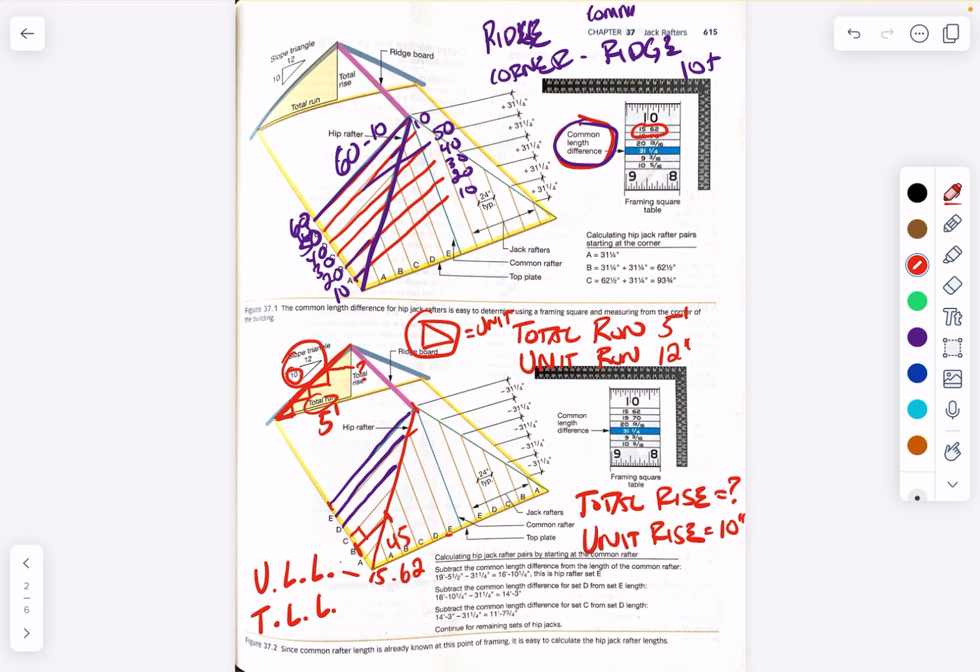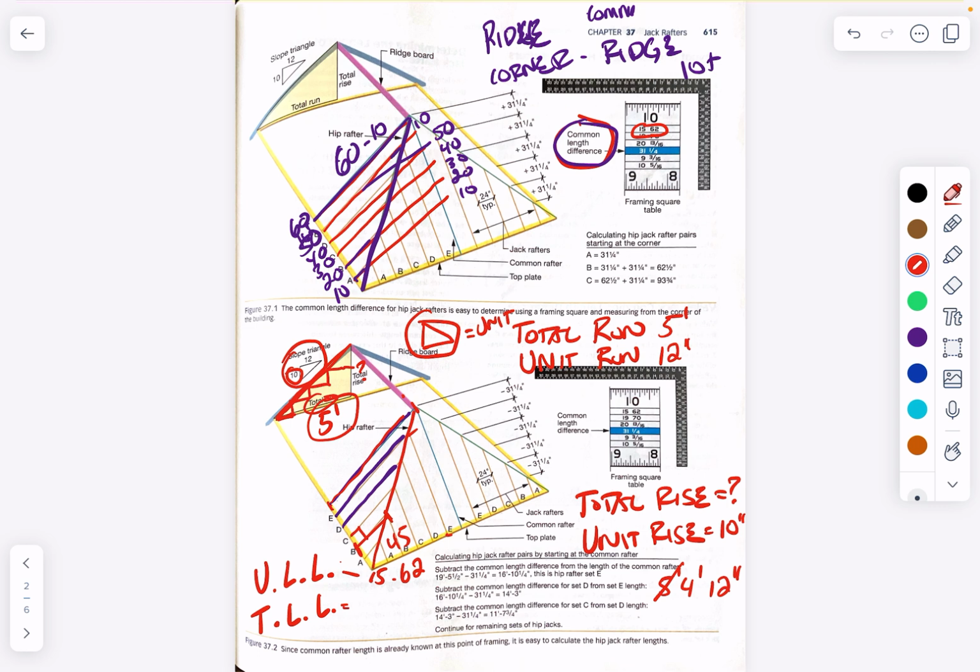So what we need to figure out is the common length, which is our total line length. So we're going to say that the ridge thickness is 1.5 inches. So we need to take that 5 feet and subtract 3/4 of an inch. So we're going to borrow a foot. So we have 4 feet, and then we have 12 inches in a foot. So now we're going to subtract 3/4.